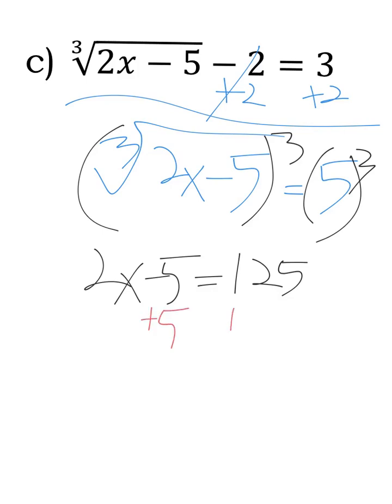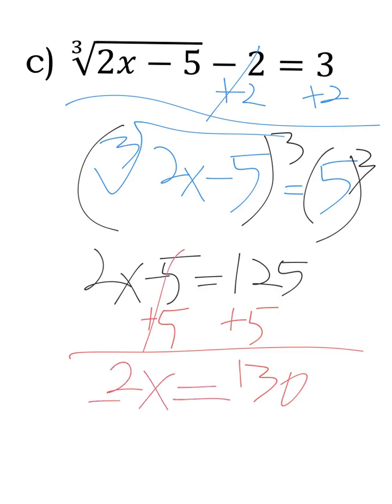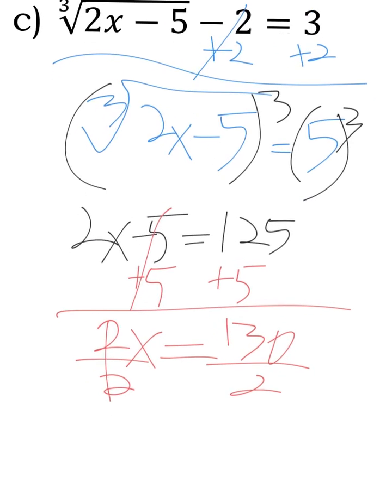I'm going to add 5 to both sides. I'll get 130. And then 2x equals that, so that means I have to divide by 2. And 130 divided by 2 is 65. And that's my final answer.